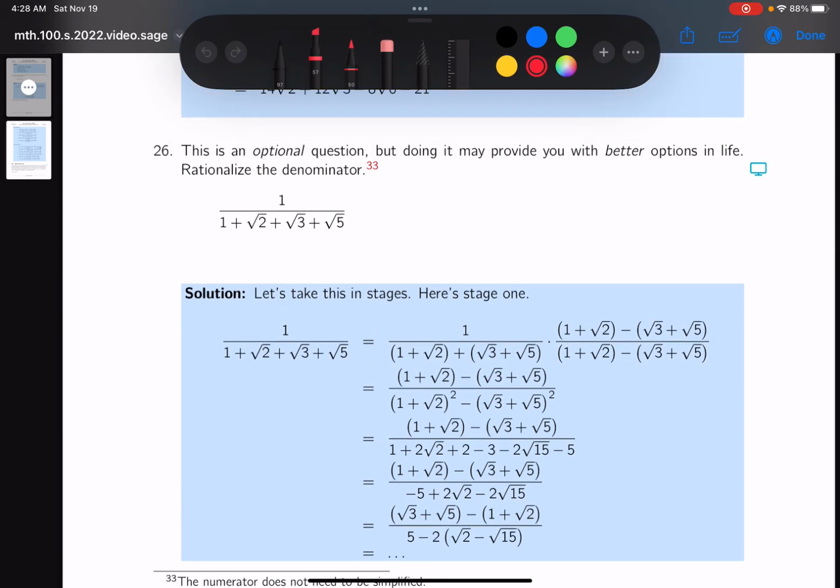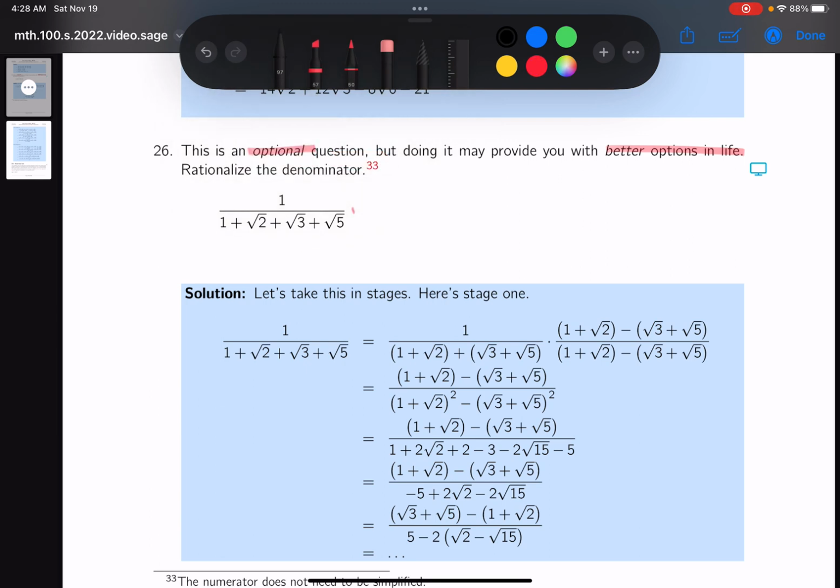Again, I want to remind you these are optional questions. What I always say: if you take the option, you'll get better options in life, by the way. This is a difficult question, and I'm not suggesting that anyone would want to do this problem, but the bottom line is we can rationalize the bottom, and let's go through that.